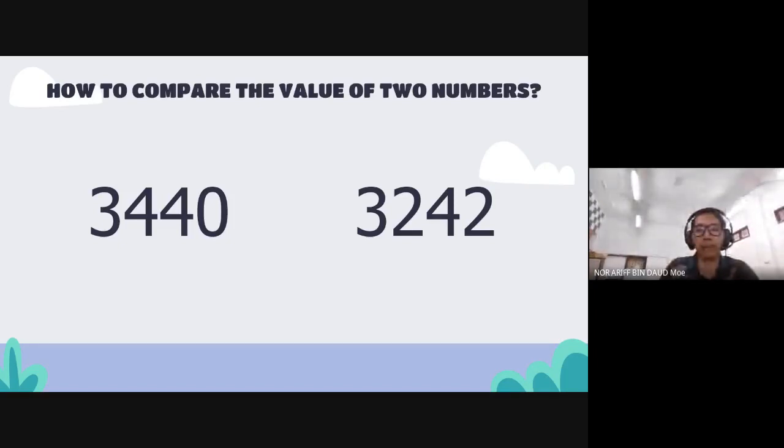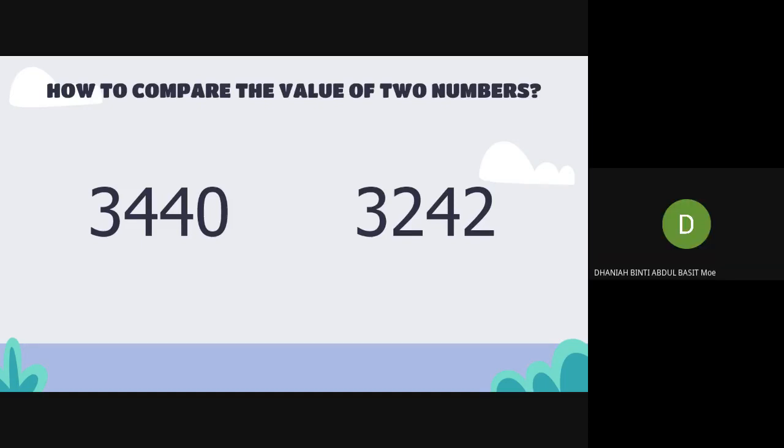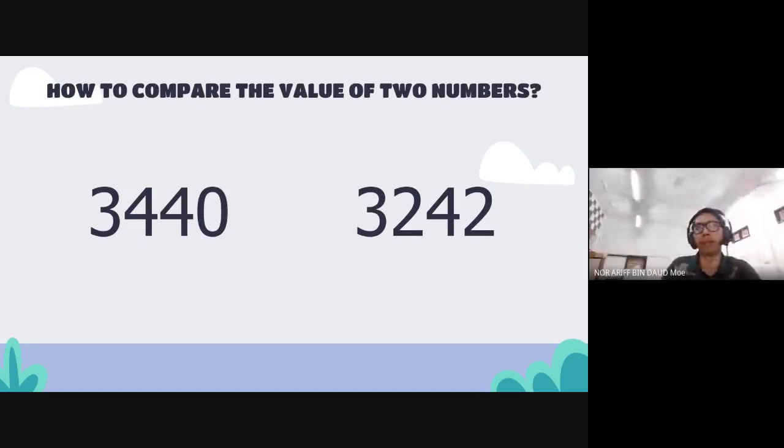Mula-mula sekali apa dia? Tengok nombor yang lebih besar. Ya ke? Okay Dania, dengar saya cakap. The first step we must do, you look at the first number here, for the leftmost side, yang paling kiri dahulu. Nombor yang paling kiri dia 3.